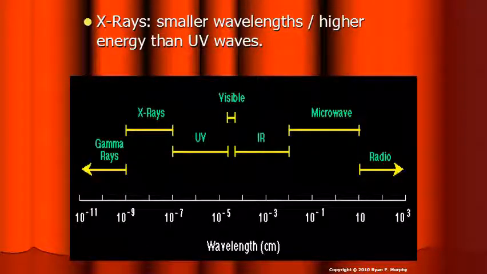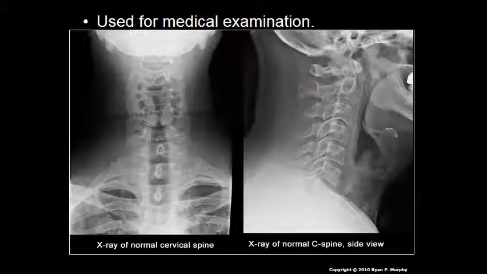All right, next up is X-rays. X-rays have smaller wavelengths and higher energy. We're really getting into the dangerous part here. You understand that ultraviolet can be a little bit dangerous, right? Because it's kind of powerful. So now we're getting into the more dangerous stuff. This is getting into more high energy.